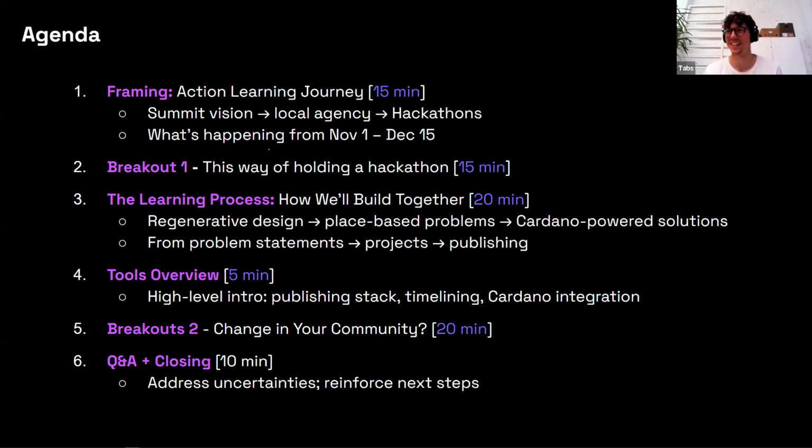So, welcome again. I'm going to start off by framing this whole process. We'll speak a little bit about what is the vision for these next few months. And that's then leading up to the first breakout room, where we'll be asking you to discuss the question, what is the difference of holding a hackathon in this way? What's the impact of that?